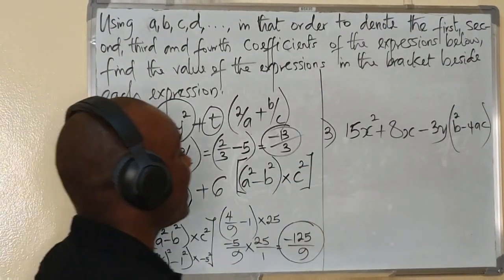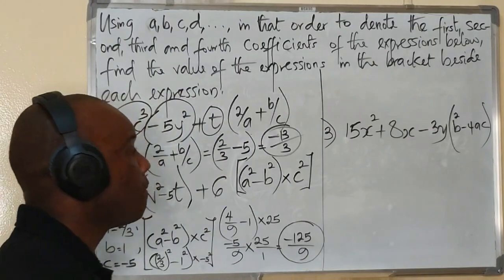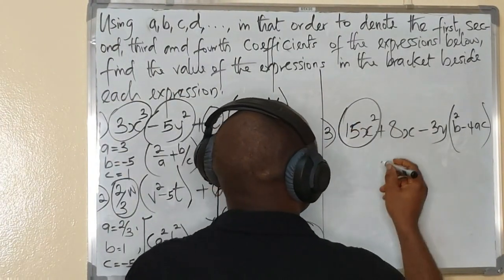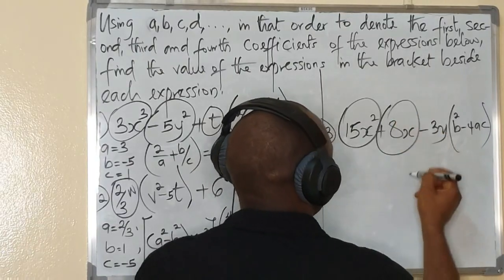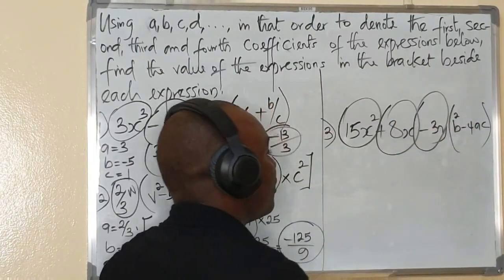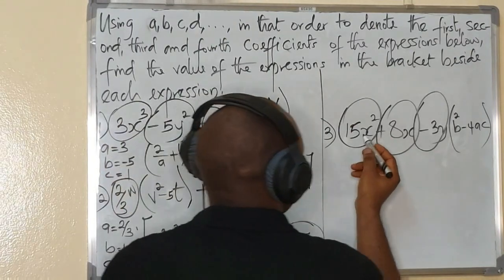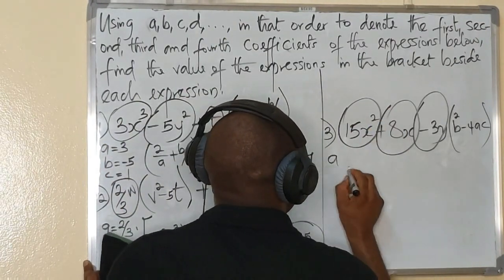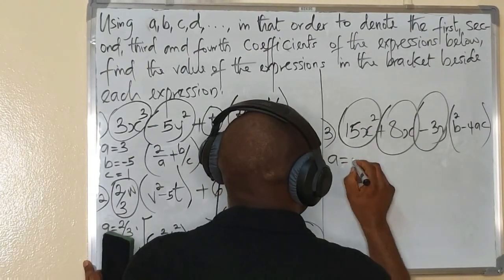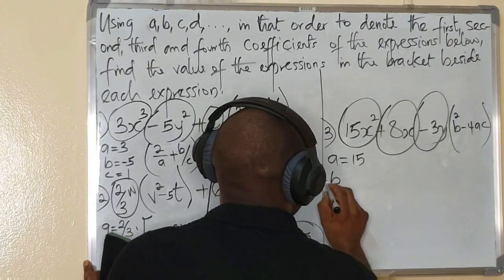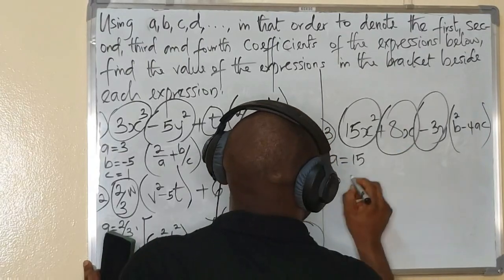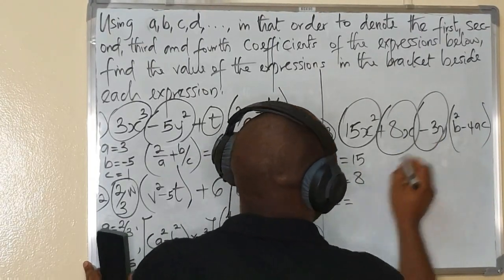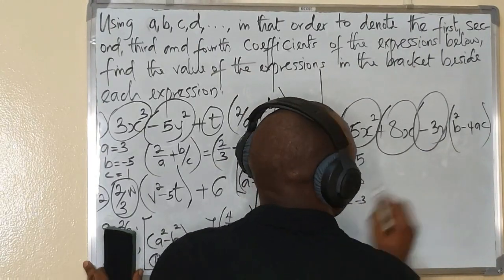The third expression is what we have as 15x squared plus 8x minus 3y. There are three terms here, which are 15x squared, positive 8x, and negative 3y. For this, our very first coefficient, which is coefficient of x squared, represented with A, is 15. Our B, which is the next one, coefficient of x, is 8. And our C, represented as negative 3, is right here.